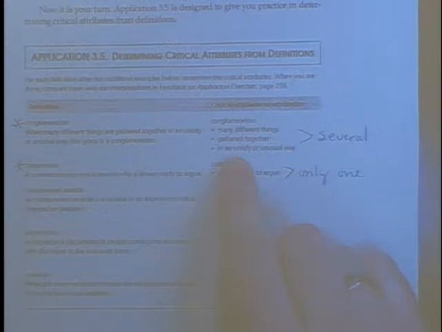Okay? Now, here are the critical attributes, and I'm going straight back to this definition to find them. I'm not going anywhere else. There are 3 critical attributes here. Many different things, gathered together in an untidy or unusual way. So those are my 3 attributes.